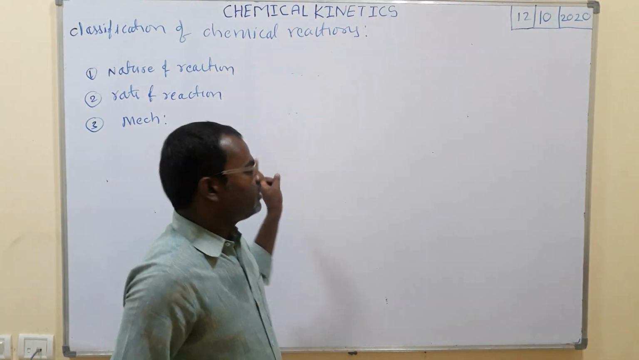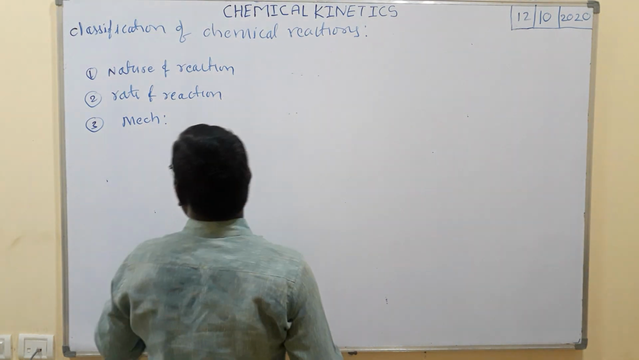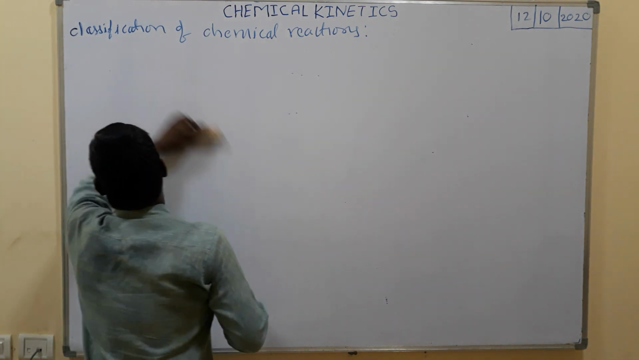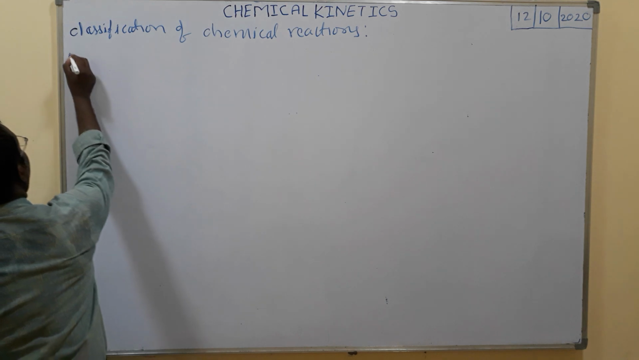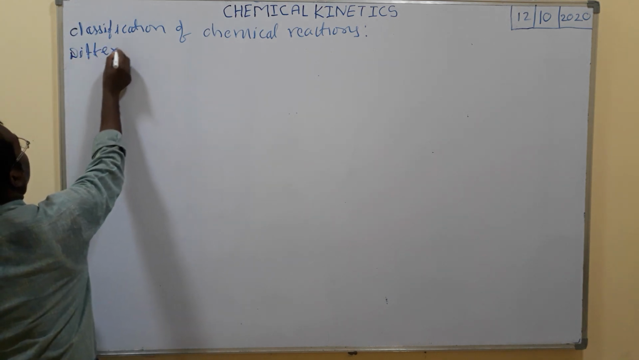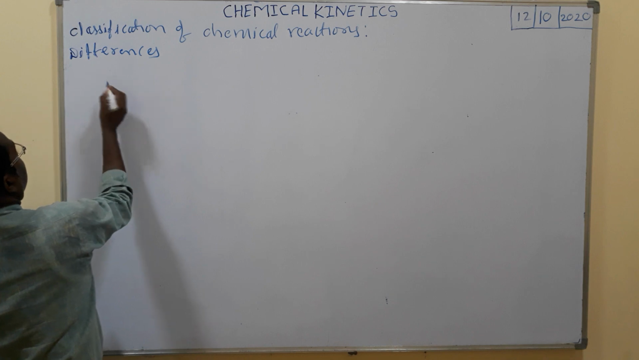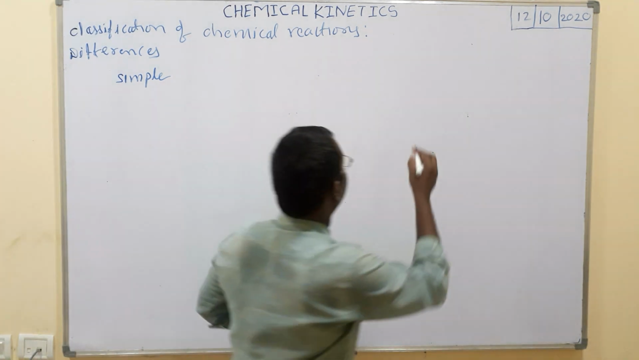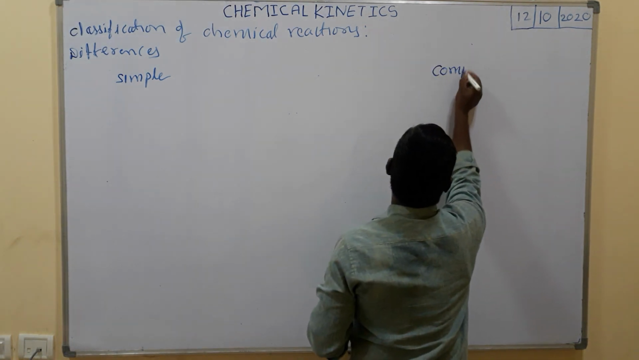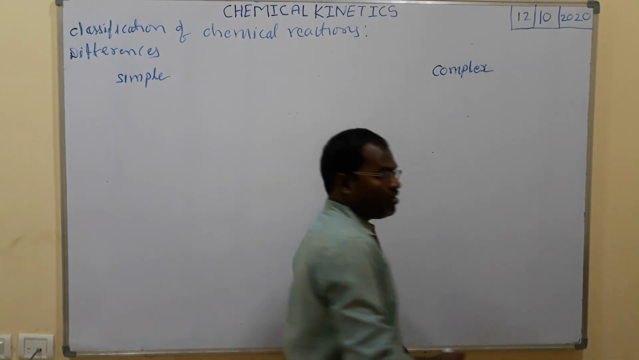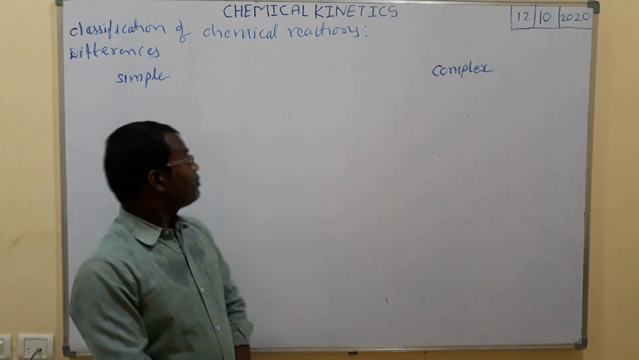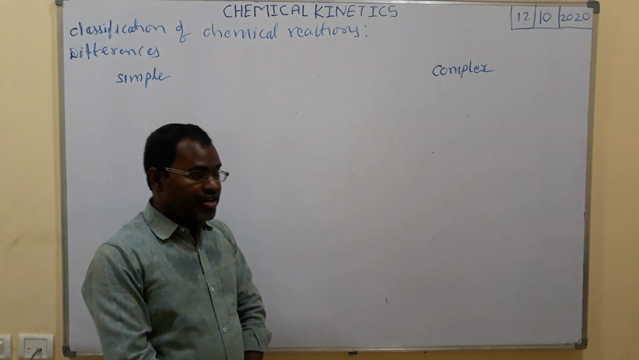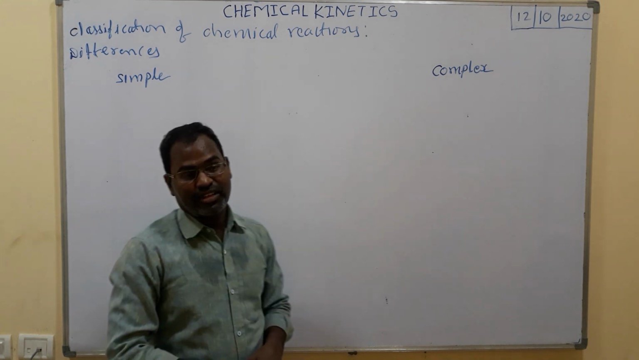So let us take this in a tabular form, taking the differences. The first one is simple reaction and the second one is complex reaction. On the basis of the mechanism of the reactions, chemical reactions are divided into two types, simple and complex.